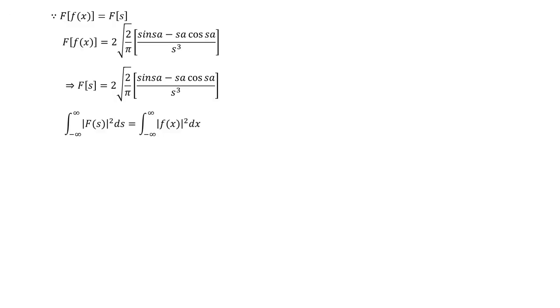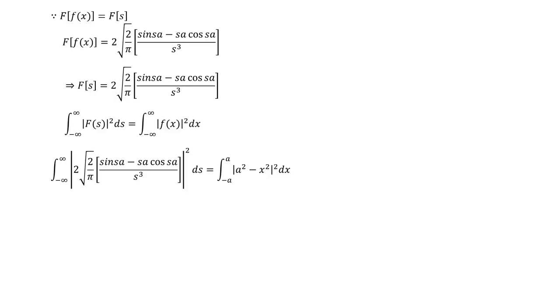Here we want to substitute that capital F of s value and our given function small f of x. We get the integral from minus infinity to plus infinity of modulus of 2 into square root of 2 divided by pi, sin sa minus sa cos sa by s cube, the whole square ds, equal to the integral of modulus of a square minus x square, the whole square dx. And here our function a square minus x square is valid only from minus a to plus a, so you don't put minus infinity to plus infinity here.